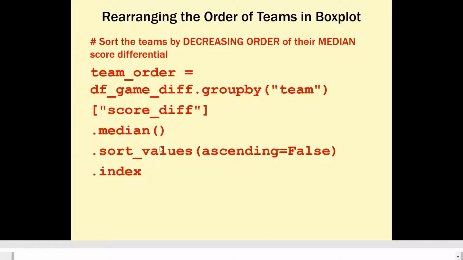It looks daunting. A lot of things going on here because it's a chained command. But we are saying that our team order is that we're going to take our data frame. We're going to group it team by team. We're going to take the score differentials for each team. It's a column of numbers. I will calculate the median value for each group, because when you have a bunch of numbers, you have to reduce it to 1. So this is the reducing operation. I'm going to sort, and then I'm going to take the index.